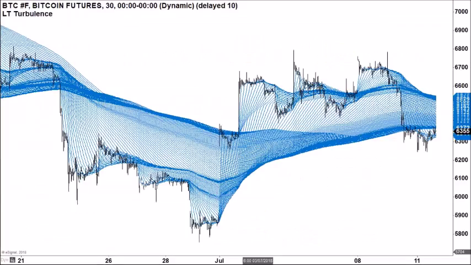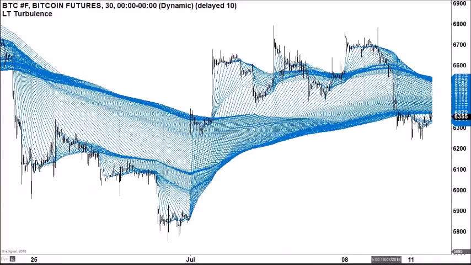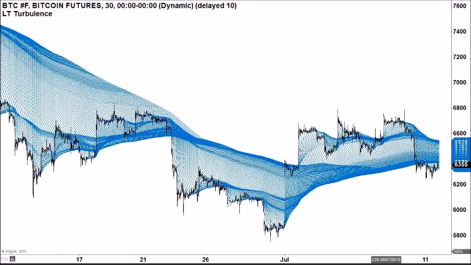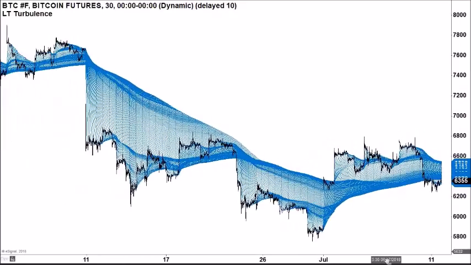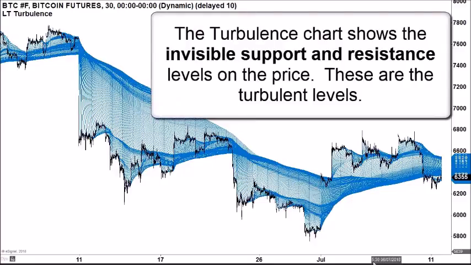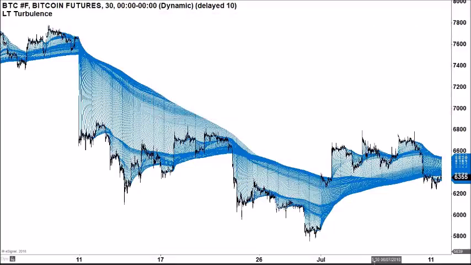All right, guys, let's talk about Bitcoin. What I'm showing you here on this particular chart of Bitcoin is an indicator developed by a good friend of mine who is a mathematician. And what we're seeing here is what's called a turbulent chart. In other words, the levels of turbulence on the price chart of Bitcoin. What we're looking at here are patterns which show us the invisible levels of support and resistance, if you want to call it the floor and the ceiling of Bitcoin. Again, you don't normally see this on other charts.